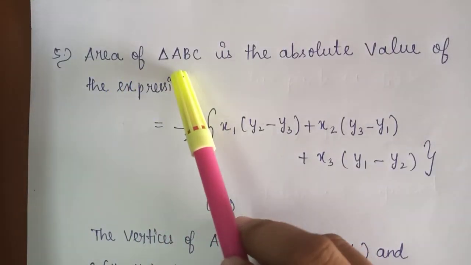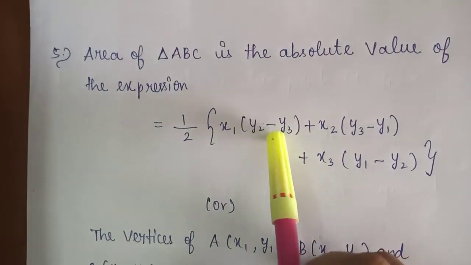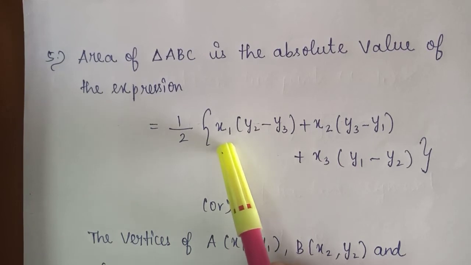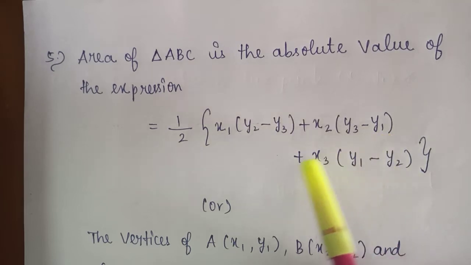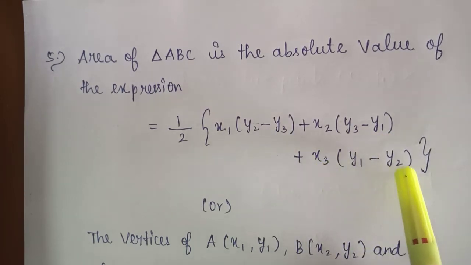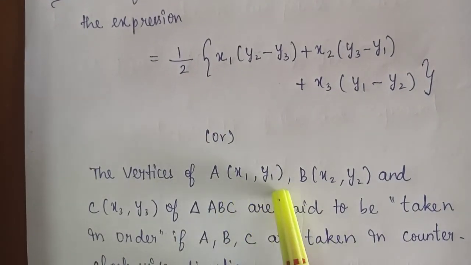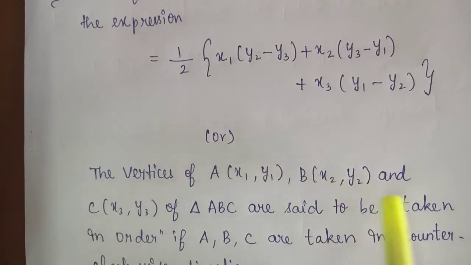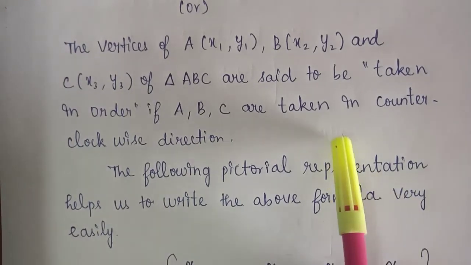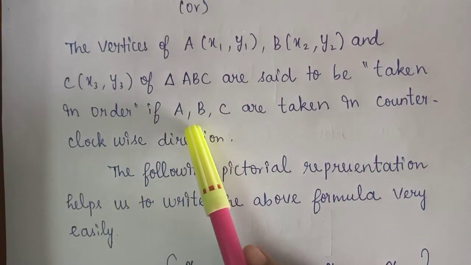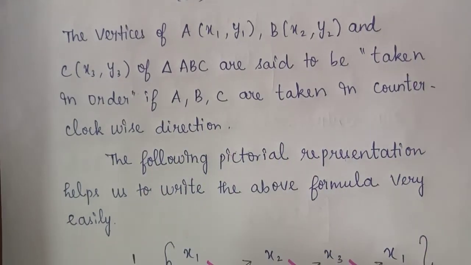Fifth one is the area of a triangle, the absolute value of the expression. The formula for the area of a triangle is equal to 1 by 2 into x1 into (y2 minus y3) plus x2 into (y3 minus y1) plus x3 into (y1 minus y2). Otherwise, the vertices A (x1, y1), B (x2, y2) and C (x3, y3) of triangle ABC are said to be taken in order if A, B, C are taken in counterclockwise direction. That is, you are taking counterclockwise direction.